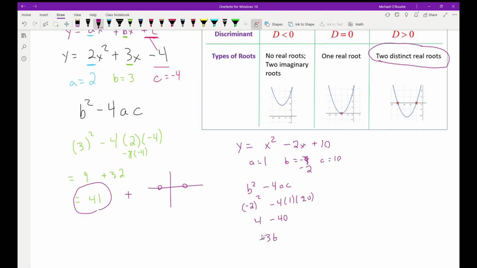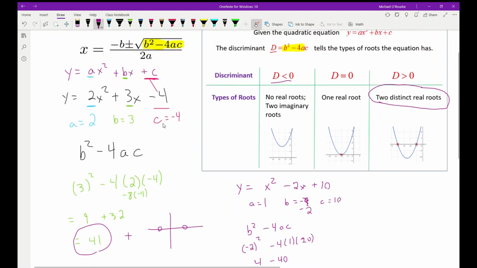So since we have a negative number, we are now in this place here, where we have no roots. So it's not going to touch. So there's 0 roots here. Okay. So that's how you run the numbers to figure out how many times your parabola crosses the x-axis. Okay, thank you, and on to the next one.